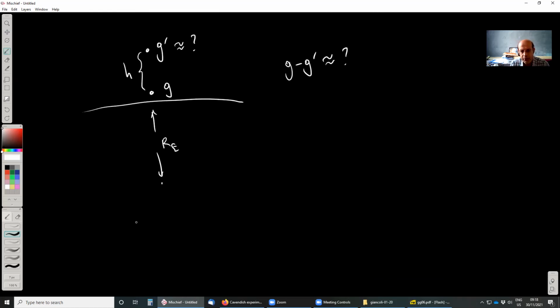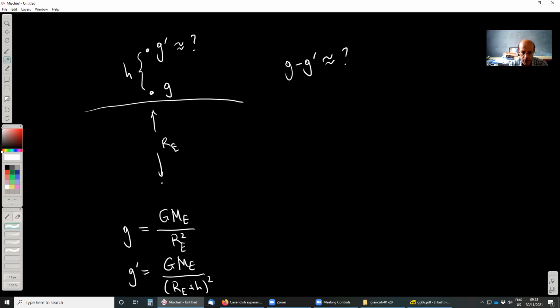So G is equal to G times the mass of the Earth, divided by the radius of the Earth squared. The value of gravity at a height h above is G times the mass of the Earth divided by the radius of the Earth plus h, squared.